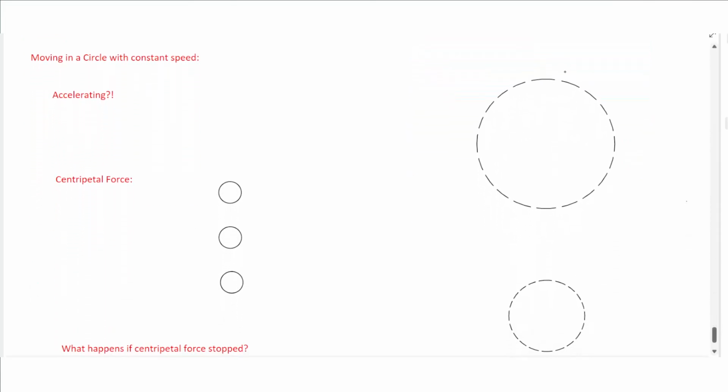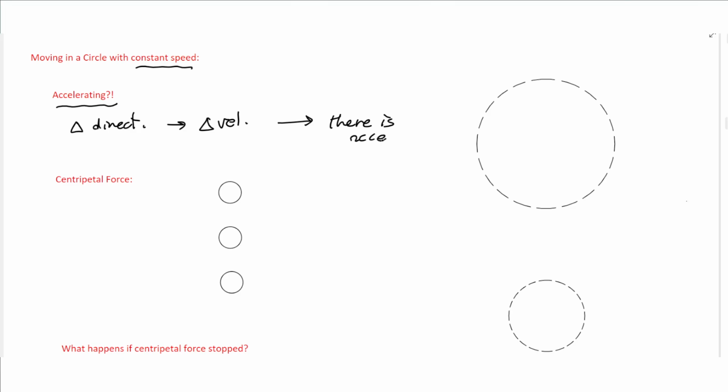If you have an object that is moving in a circle, you must say that it is accelerating. Why is it accelerating? There is a change in direction, which means that there is a change in velocity, not in speed. Even if you are moving with constant speed, still the direction changes. This means that the velocity is changing, and since acceleration is the rate of change of velocity, there is acceleration. So if you have an acceleration, there must be a force, a resultant force.